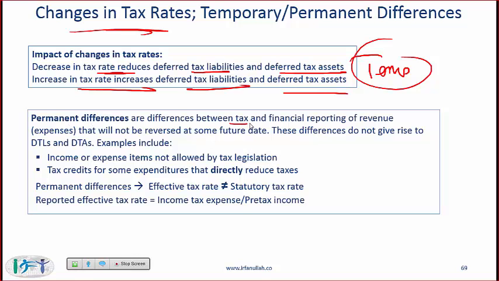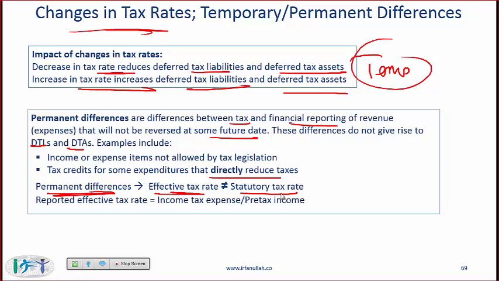Permanent differences are differences between tax and financial reporting of revenue that will not be reversed at some future date. These differences do not give rise to DTLs and DTAs. Examples include income or expense items not allowed by tax legislation, tax credits for some expenditures that directly reduce taxes. When you have a permanent difference between what's on your financial statements and what's on your tax statements, then the effective tax rate will not be the same as the statutory tax rate.